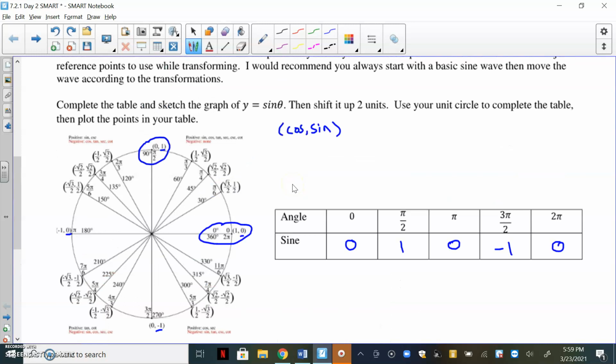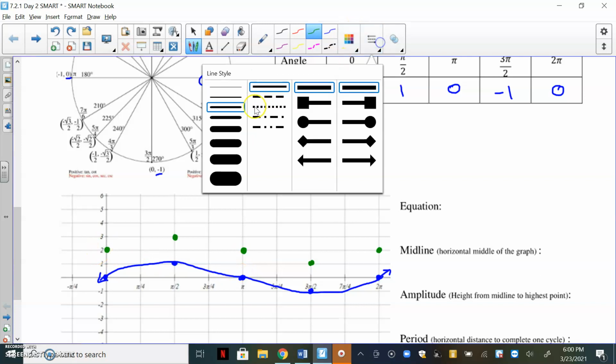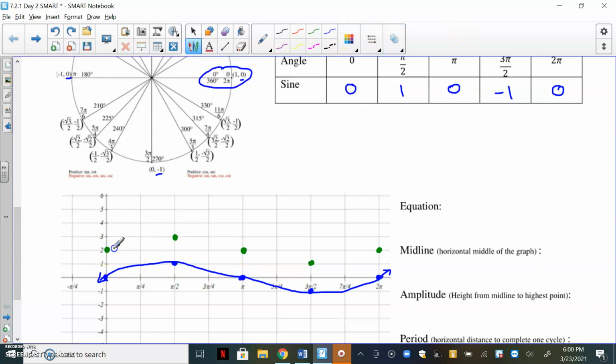And in the directions it did say to then shift it up 2 units. So we can literally just take all of those points and move them up by 2. So this one goes up 2, this one goes up 2. All of them move up by 2. Okay, each one just moved up 2 boxes. And you can just draw the curve again. Dang, I'm so close. Let's try again.